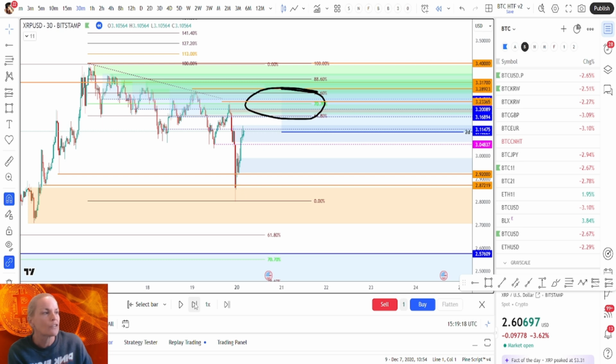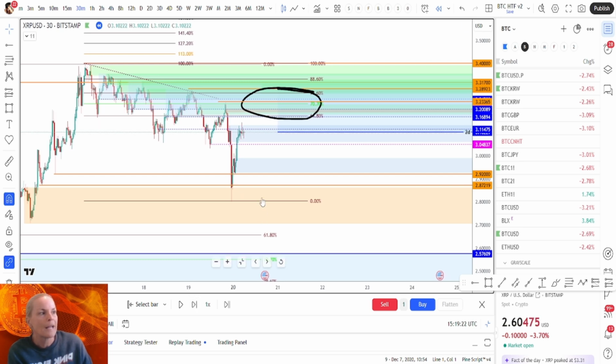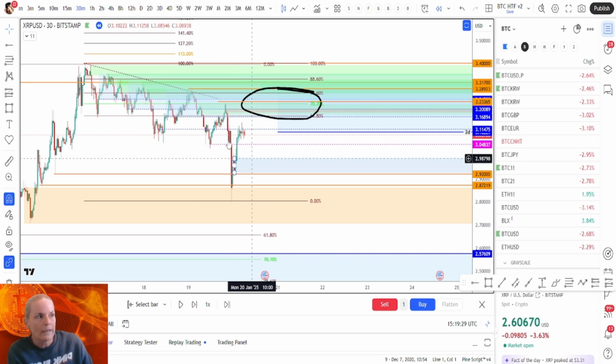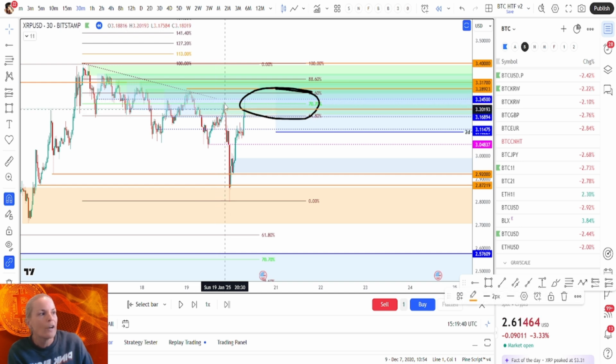So we could get a rejection potentially off here and back into that 30-minute for a long. Okay, so we've now taken out the 30-minute supply. So I would delete it. And then that makes a long here slightly more viable because it's managed to take out supply if it comes back for a test. Okay, so in this case it's not come back for a test, and it's already gone and taken out that high there.